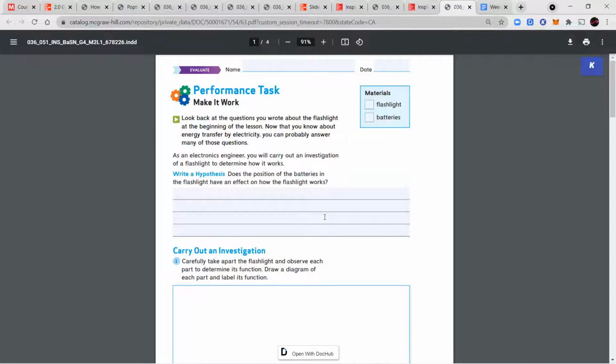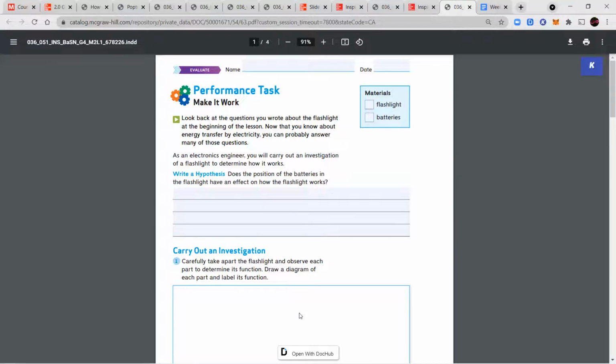As an electronics engineer, you're going to carry out another investigation. So you're going to write your hypothesis. Does the position of the batteries in the flashlight have an effect on how the flashlight works? So think about where the batteries are and how they're placed, and if that has any effect on how well your flashlight is going to work.